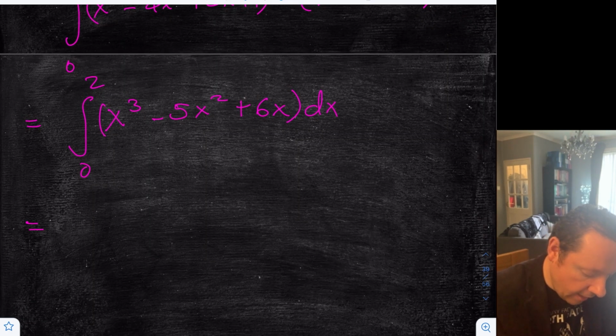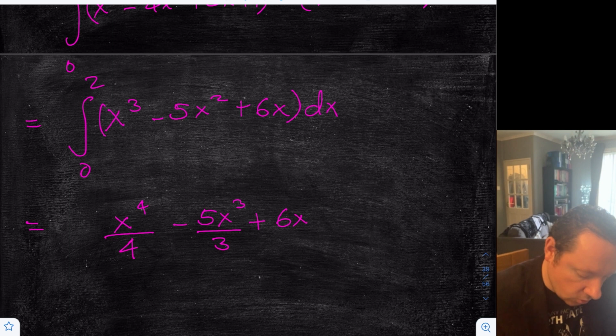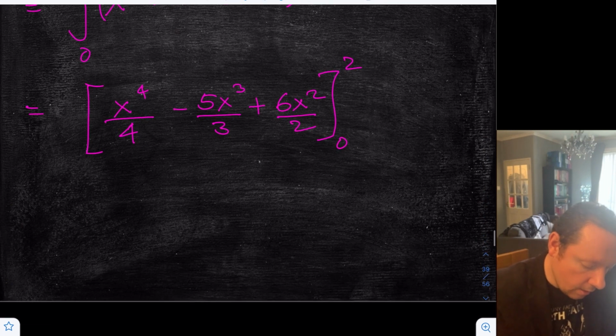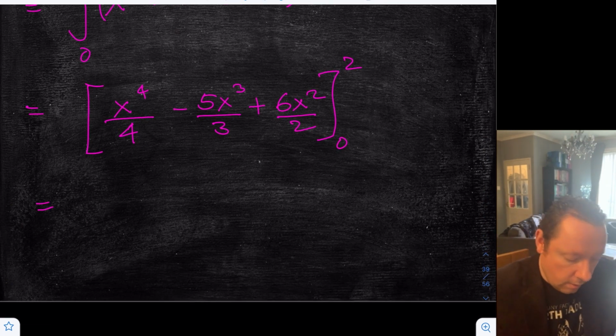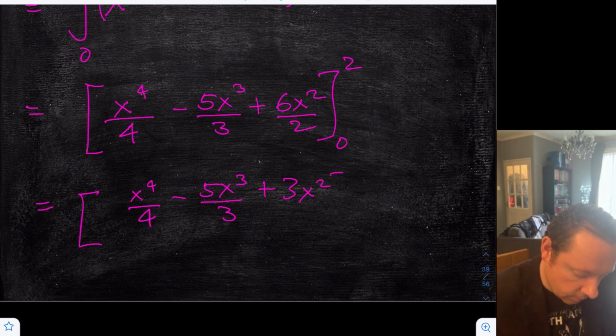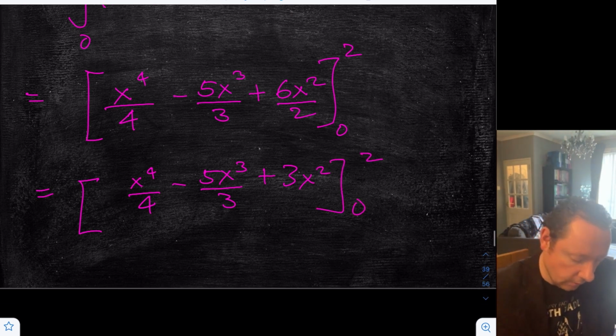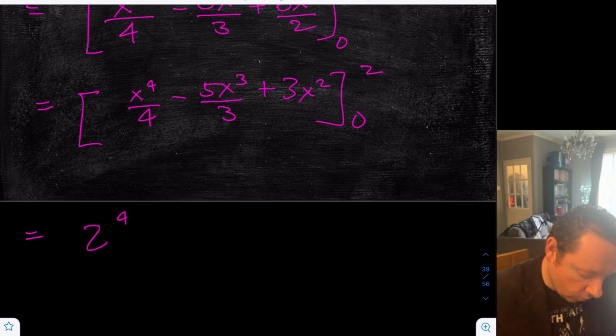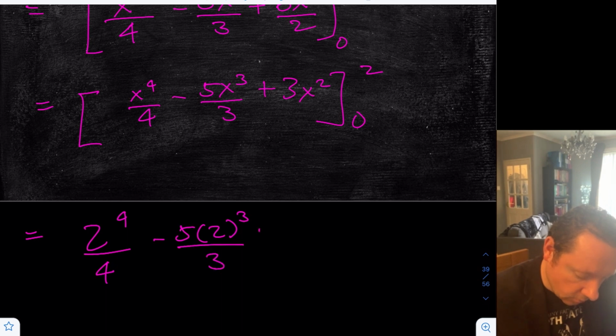So that is x to the 4 over 4 minus 5x cubed over 3 plus 6x squared over 2 between 0 and 2. That's x to the 4 over 4 minus 5x cubed over 3 plus 3x squared between 0 and 2. So we can now substitute our numbers in. So that gives us 2 to the 4 over 4 minus 5 times 2 cubed over 3 plus 3 times 2 squared. There's our first bracket.